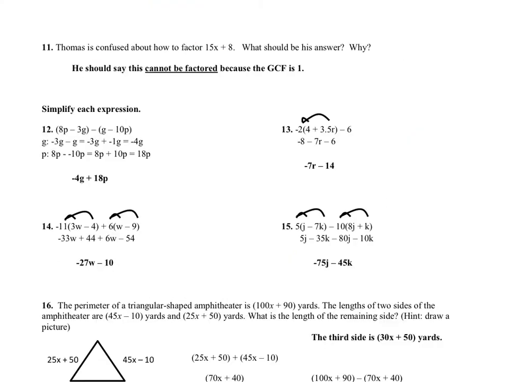Alright, number 11. Thomas is confused about how to factor 15x plus 8. What should be his answer and why? Alright, so good old Thomas, he should have gone ahead and done this. He should have listed out his factors for 15. 1 times 15. 2 doesn't go into it. 3 does, 3 times 5. 4 doesn't, then 5, and then we're right back to 5. So there's your factors of 15.